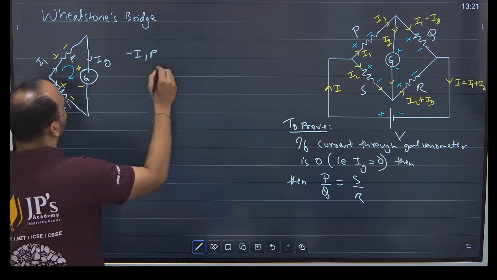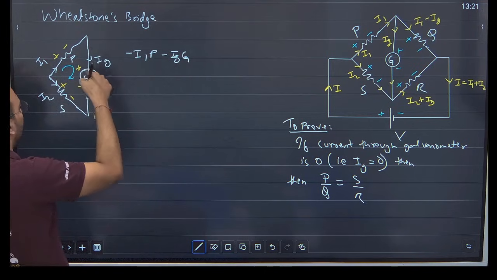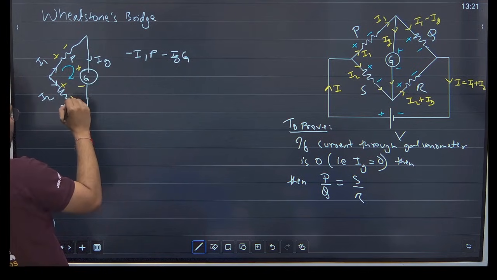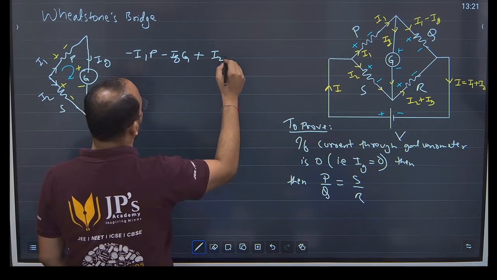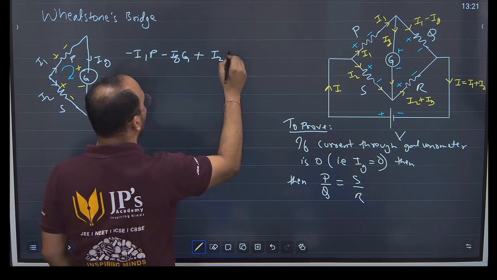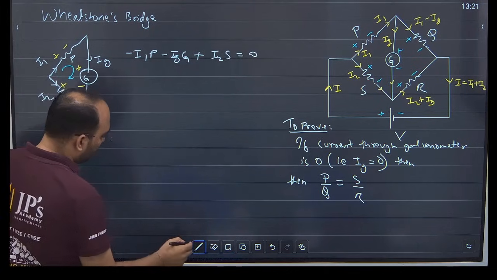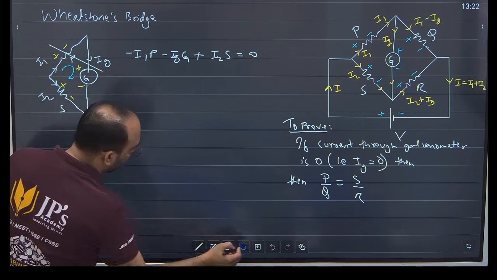Then you are coming from here, IG, so minus IG G. For a resistance, you have to write both the current and the resistor. Then you are coming like this, going clockwise, from negative to positive, so potential is increasing, so plus I2 S equal to 0. This is the loop. Okay, go to the next one.